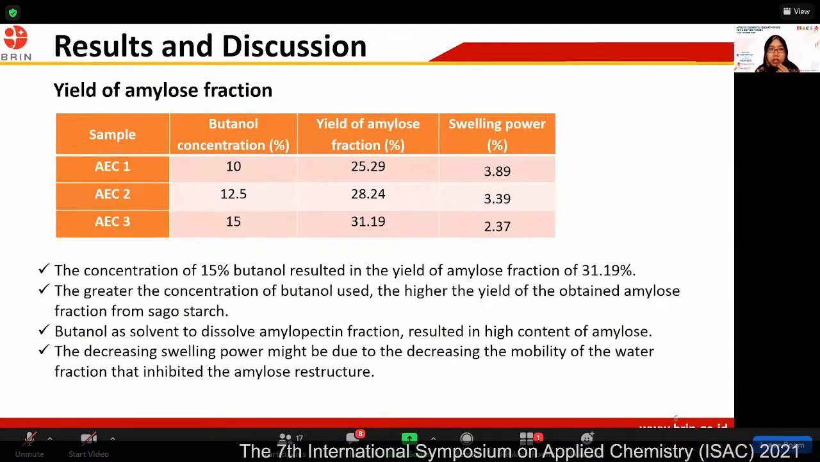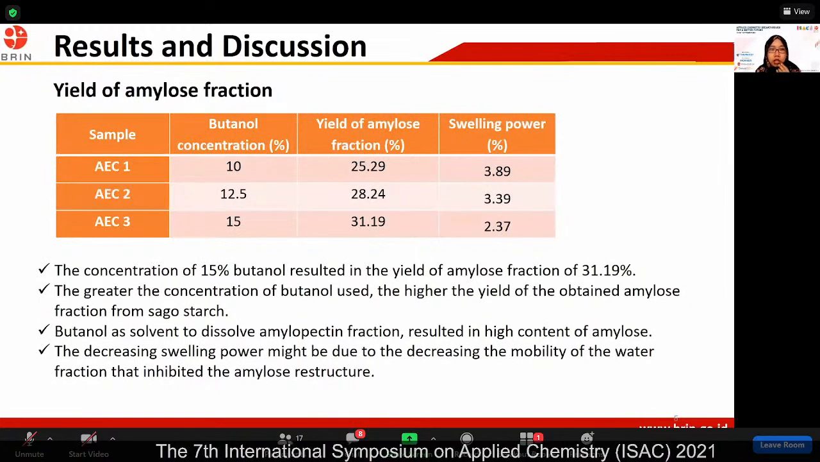And here is the result and discussion, in which the yield of amylose fraction that we get differs depending on the butanol concentration.